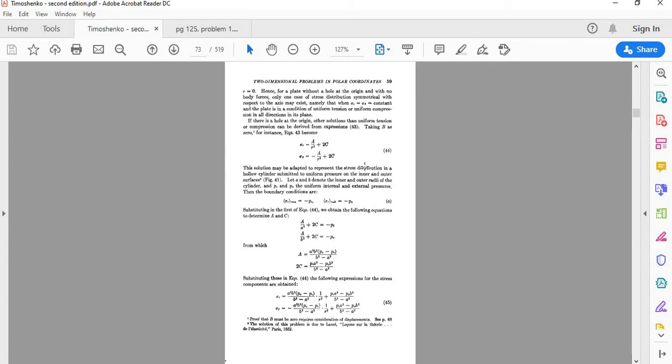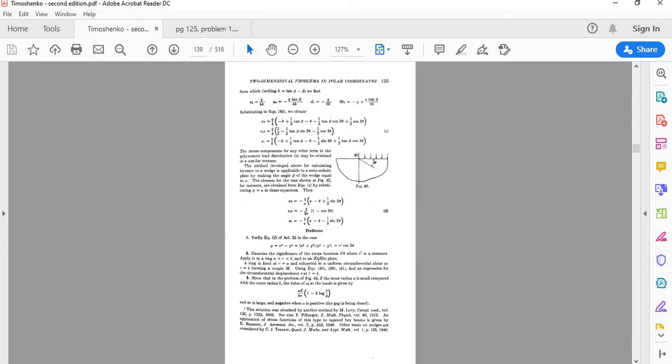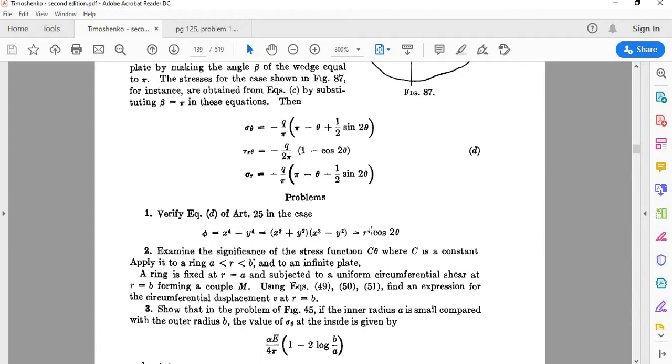So quickly let us go to the end of the chapter and see what are the numerical problems that we can solve based on what we are taught till now. So I'll just go to the page number quickly. This is a long chapter.